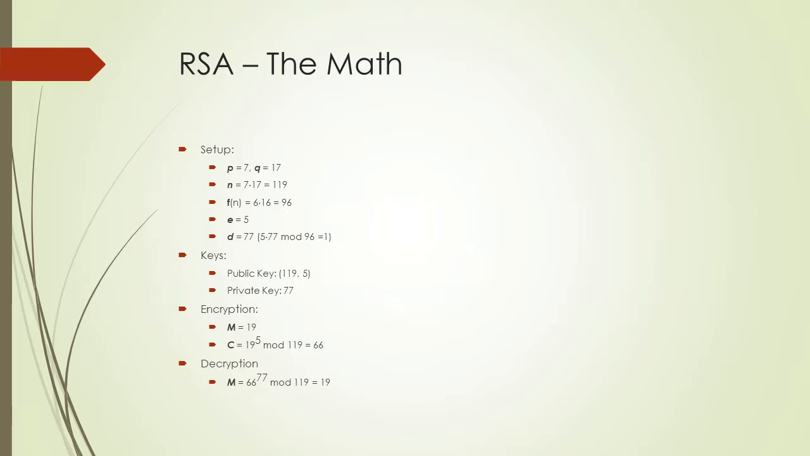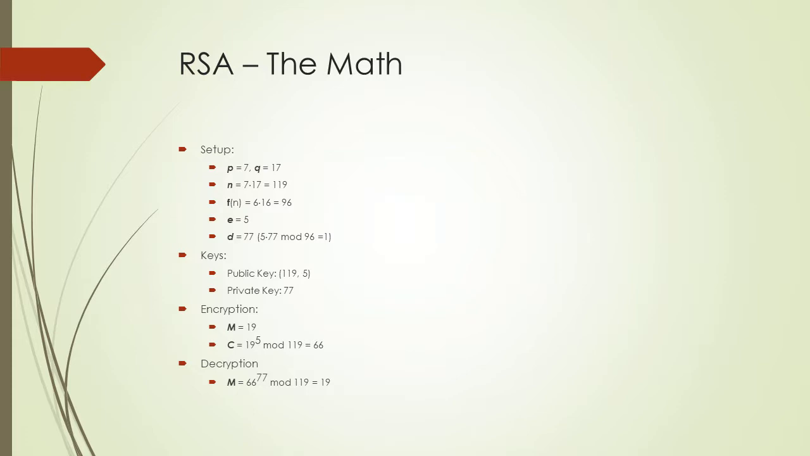So the d value here will be 77, which is equal to the inverse of the e value. To find that value, you will do 5 times 77 mod 96, which is your relatively prime value, and this all has to equal 1. So the 77 will be the value that is found there. So the keys that you have are, for the public key, 119 and 5, and your private key is just 77. For encryption, we will use just a value of 19 for this example.